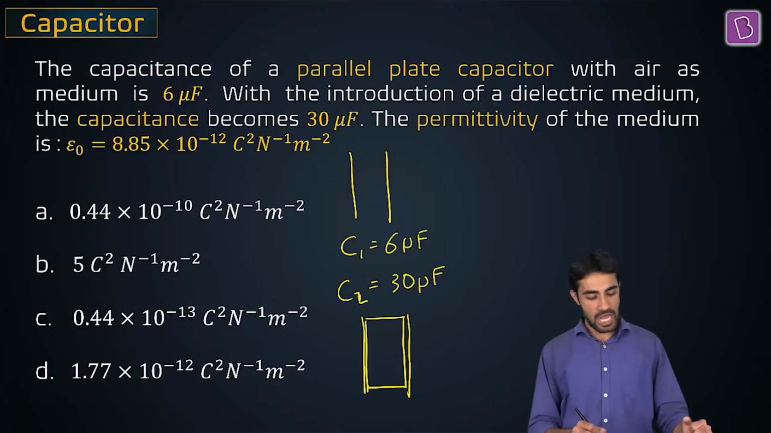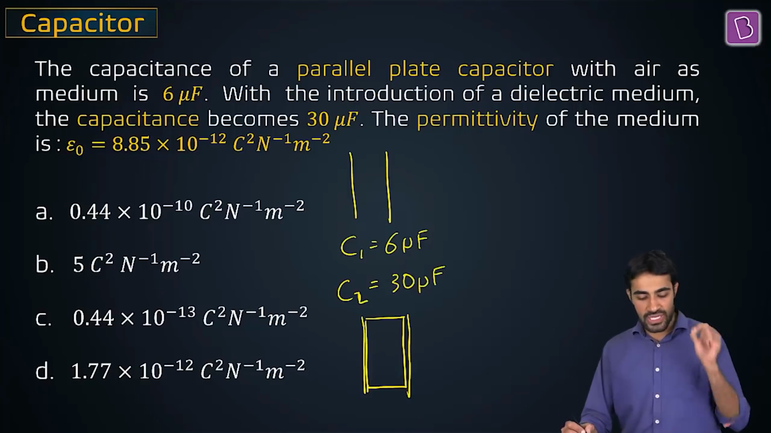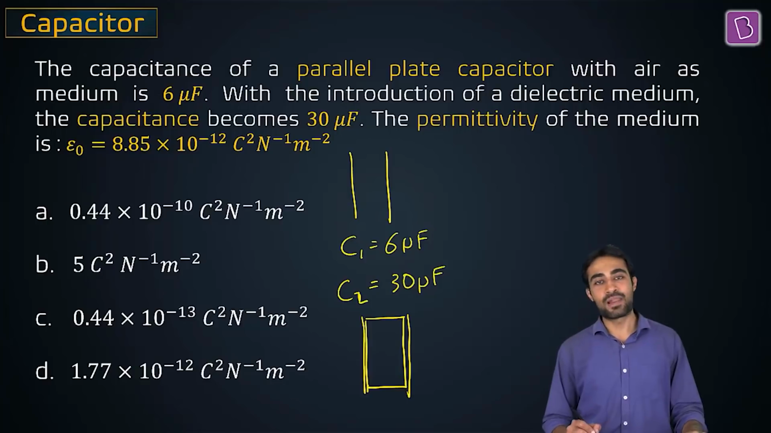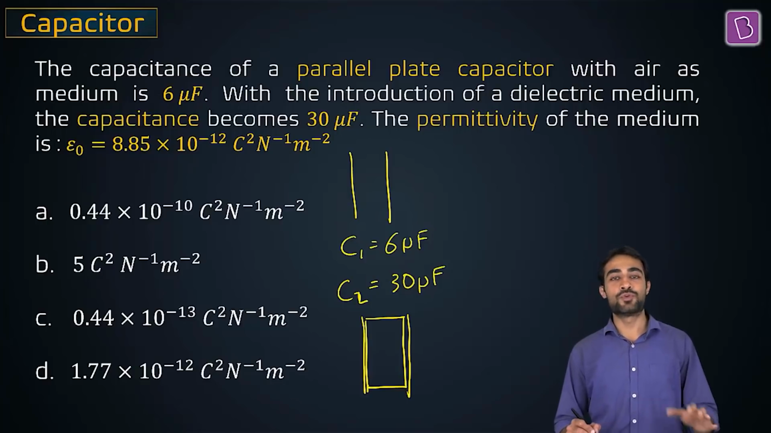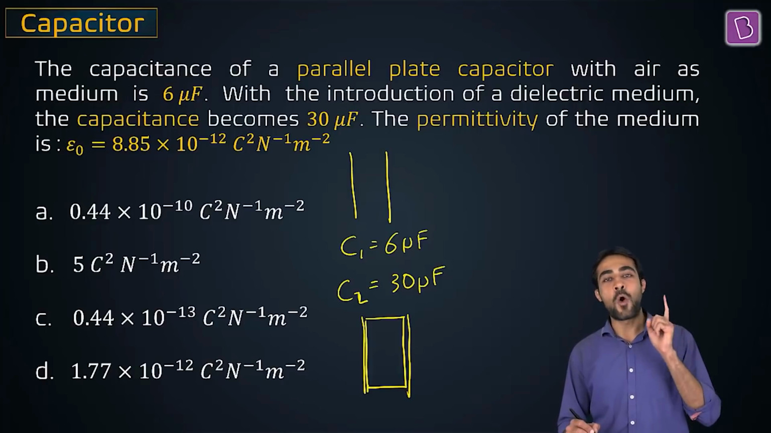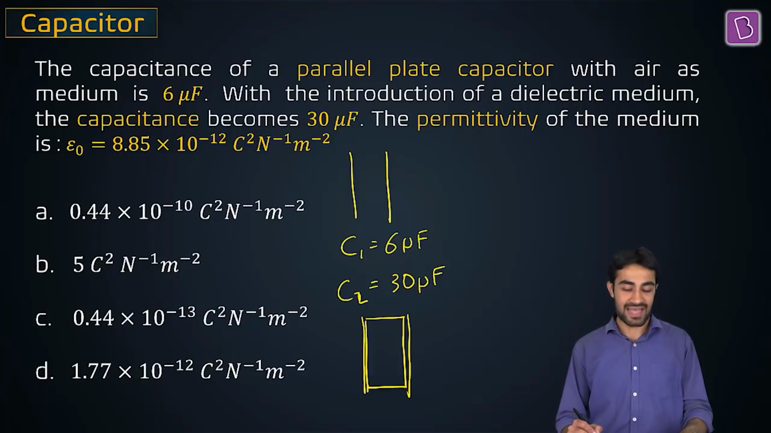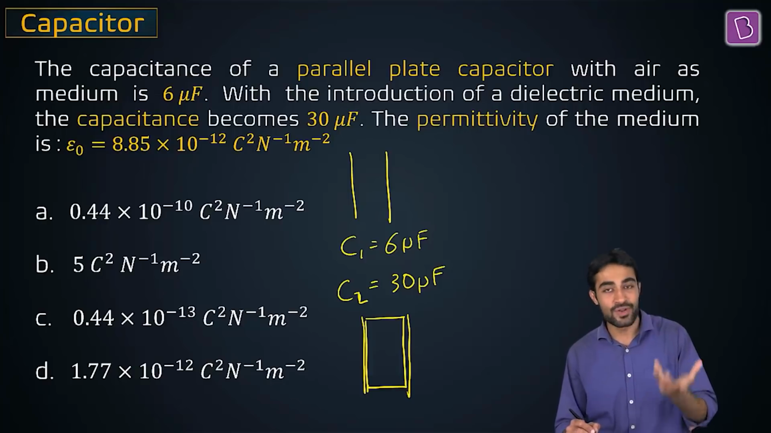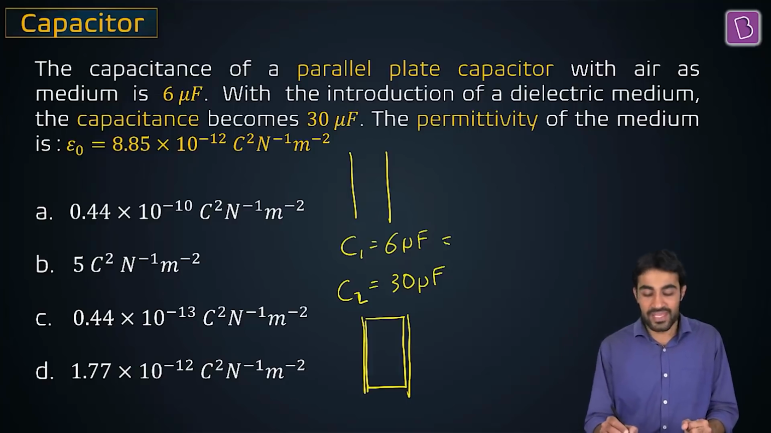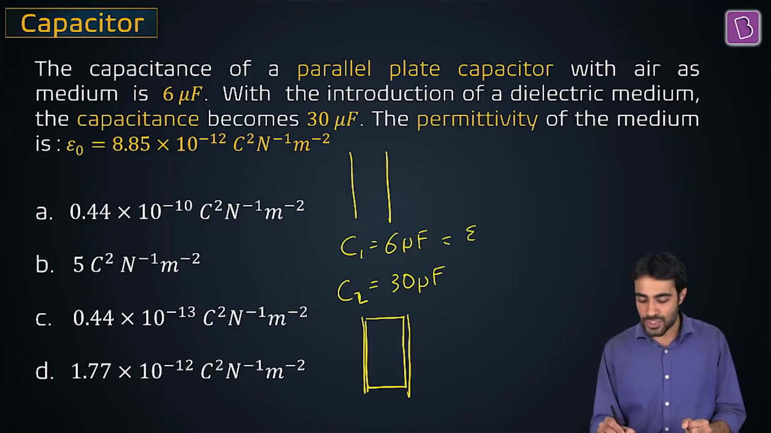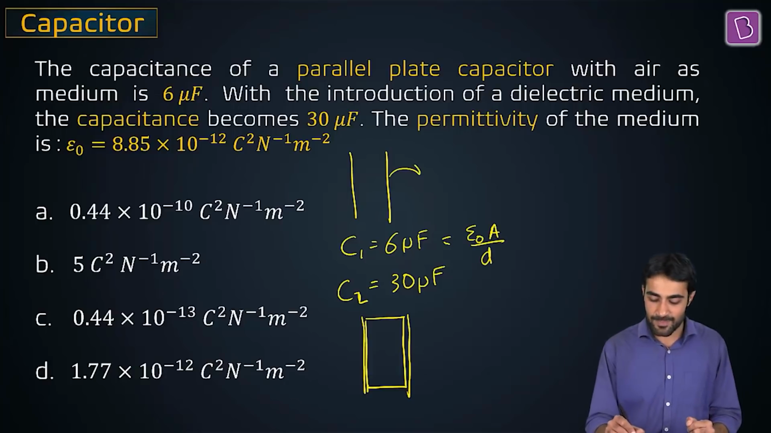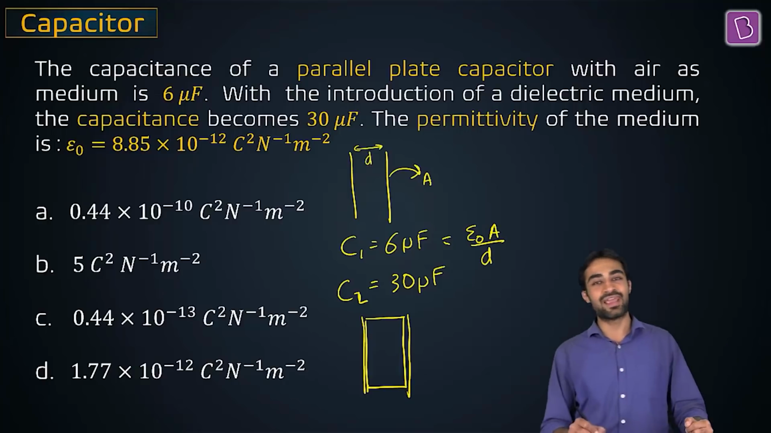Now, the permittivity of the medium is asked. What is the permittivity of the medium? What is the new permittivity? Well, let's try to recall the formula for finding the capacitance. Do you know how to find the capacitance of a parallel plate capacitor when the medium is air? Well, we have this formula as epsilon naught A by D, where A is the area of the plate and D is the distance between the two plates.